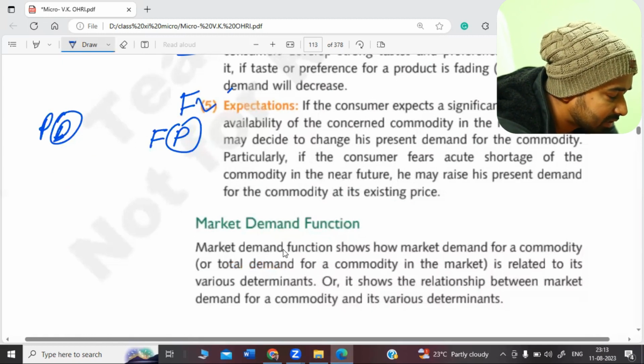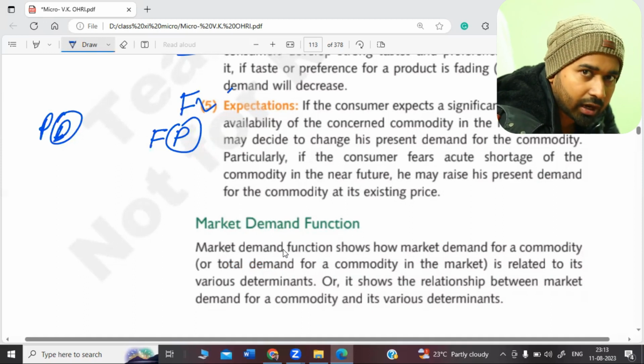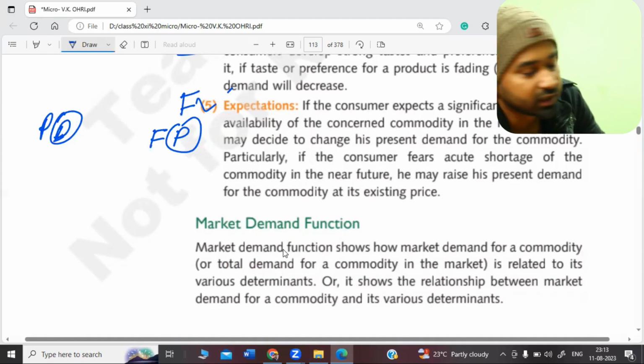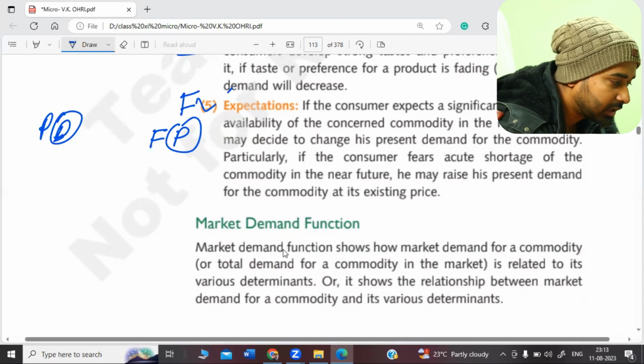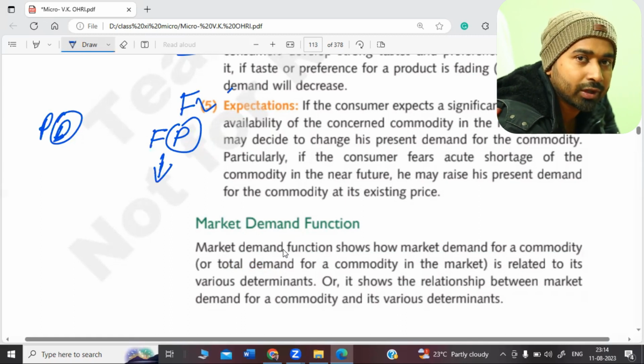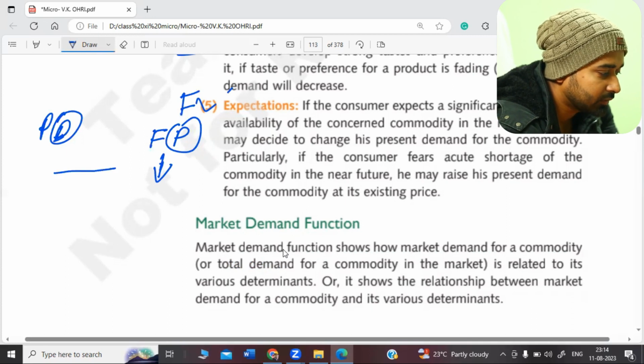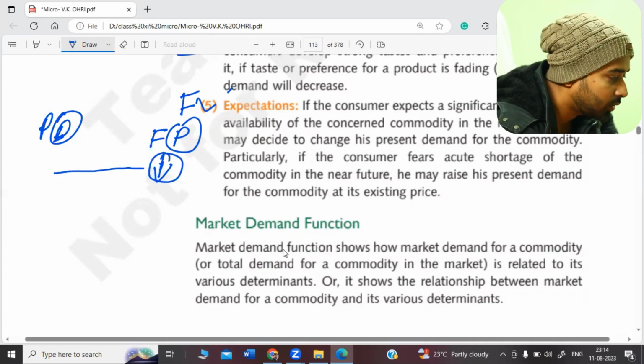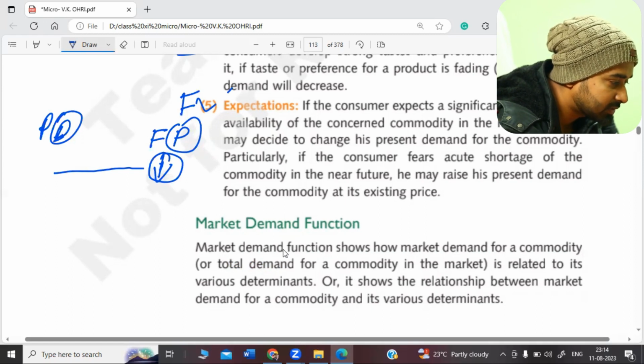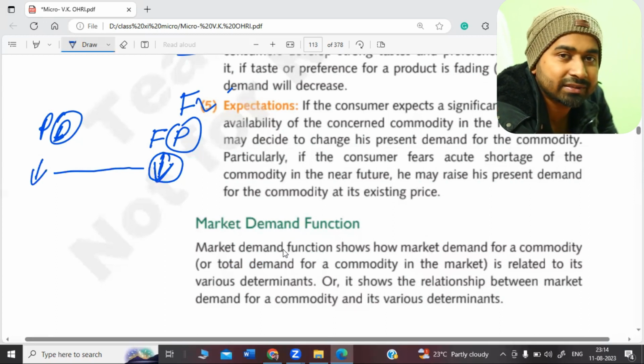If you are thinking about, say, tomato: now the present market tomato rate is very high. If you think that after some days the tomato price will go down, what should you do at present? You are not purchasing the tomato anyhow. You are thinking that after one week the price will go down, and that time I will purchase. So if in the near future the price will go down, present demand will go down.